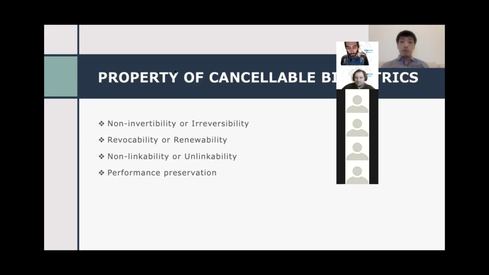Revocability means it should be feasible to reissue a new protected template when the old one is compromised. Other protected templates should remain unchanged when the replacement is carried out.